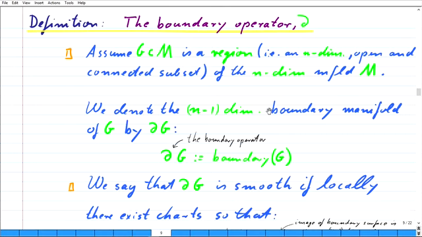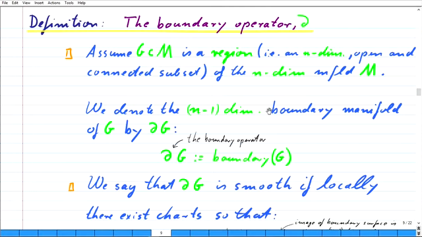So let's say that G is a region in the manifold, which means that it's of the same dimension as the manifold, it's n-dimensional. It's an open and connected subset. Then consider, let's say it's Rn, and you consider an n-dimensional ball in that. Then we denote the n-1 dimensional boundary of that region G by del G. So for an n-dimensional ball, that would be an n-1 dimensional sphere, the boundary of the ball. So we say that this operator del is mapping the region into its boundary.